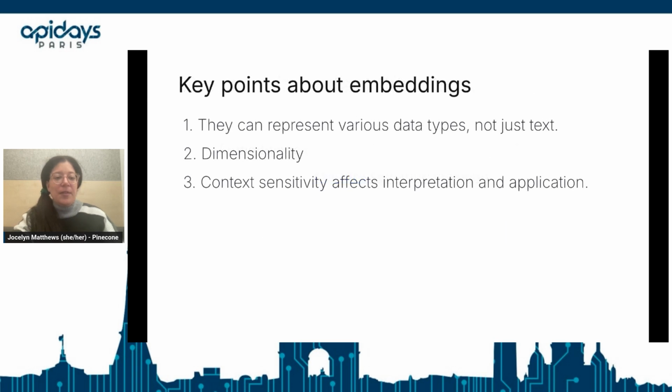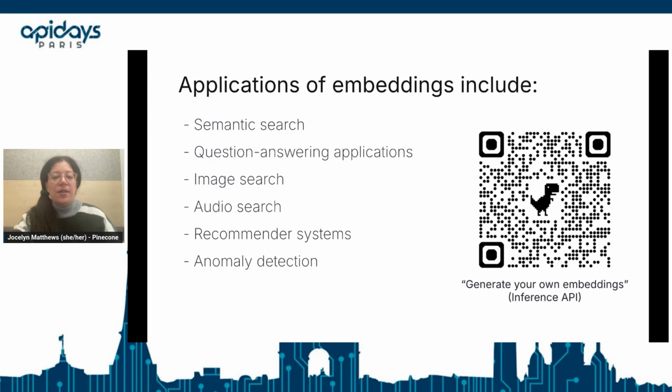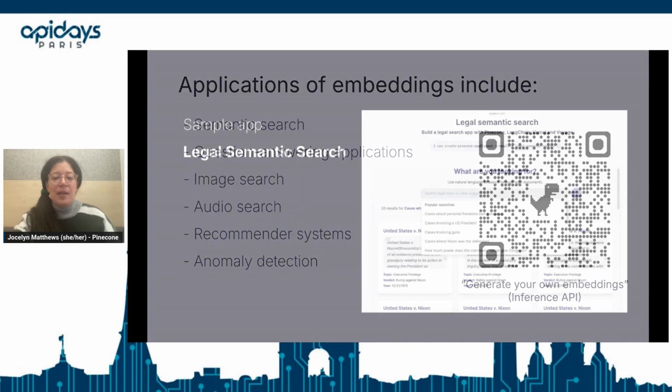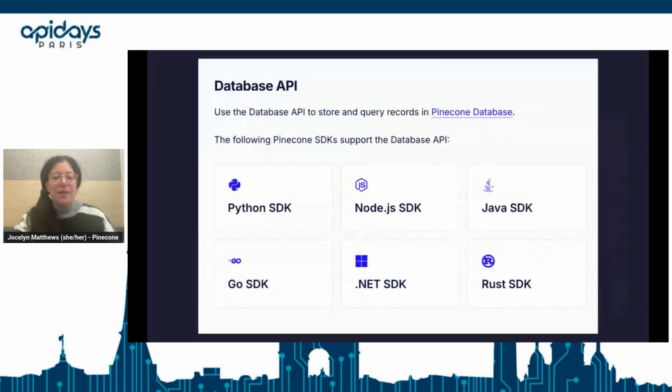And you might be wondering about some other key points. I'll just say quickly, they can represent various types of data. And if you'd like to get started with making some of your own embeddings, feel free to go ahead and check this QR code. I'm going to move over these quickly for purposes of time.